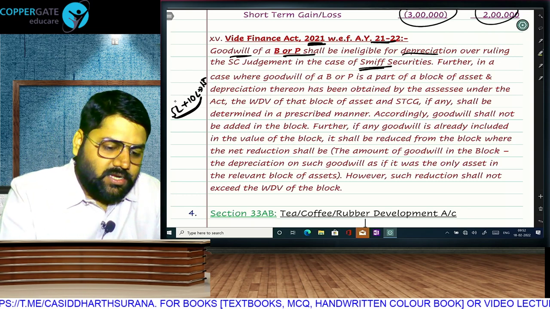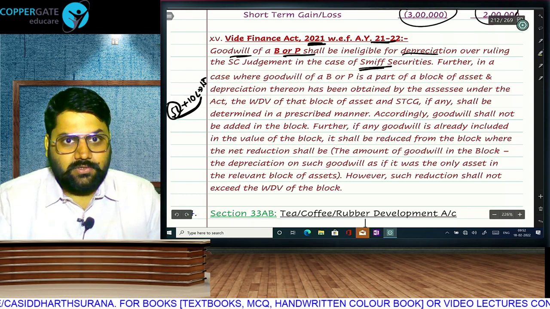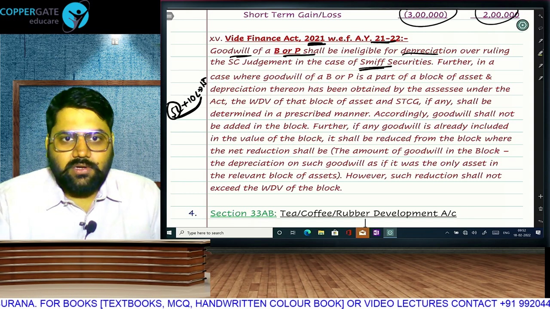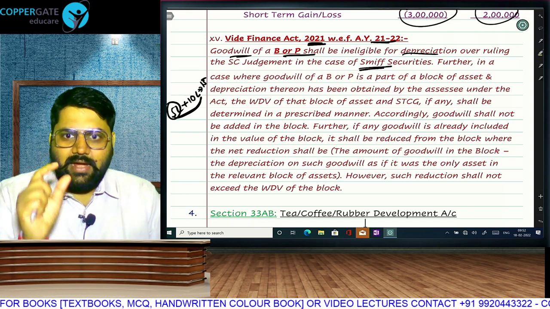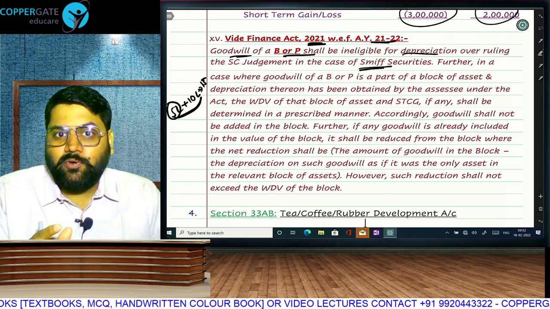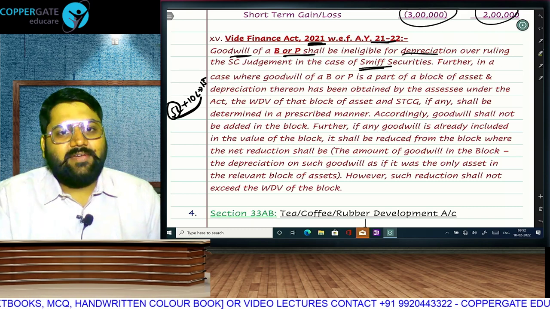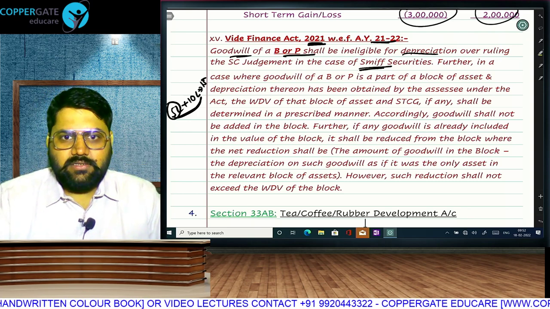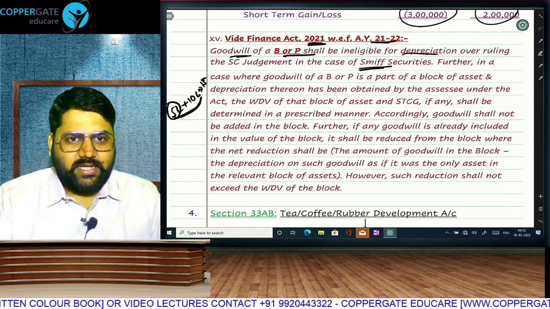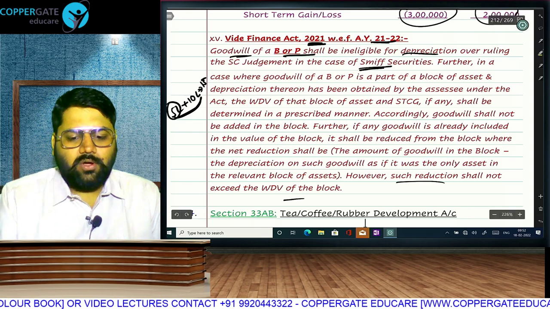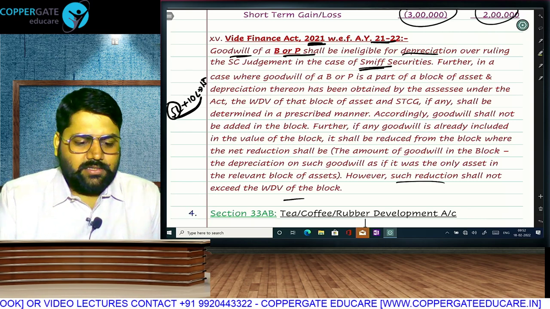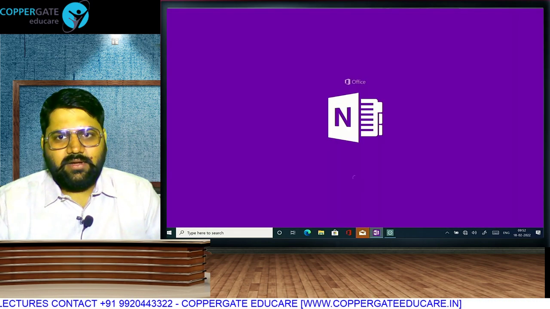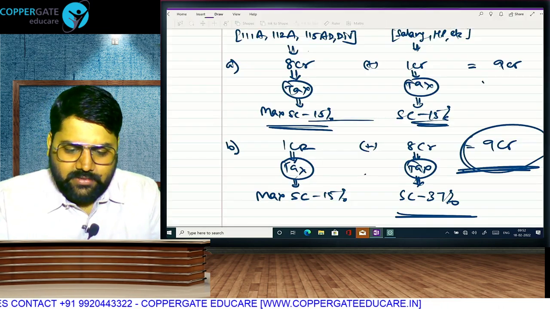So what we will do is, we will take the original cost of goodwill 5 years ago, assume that it was the only asset in the block, charge depreciation for 5 years on WDV method, and after that take the present WDV of goodwill, subtract it from the present day value of the block, and the balance block shall now be eligible for depreciation. But that reduction of course shall not exceed the WDV of the block. Let me give you a proper example so that you get a little better understanding.